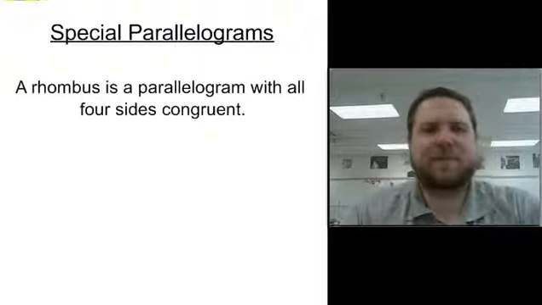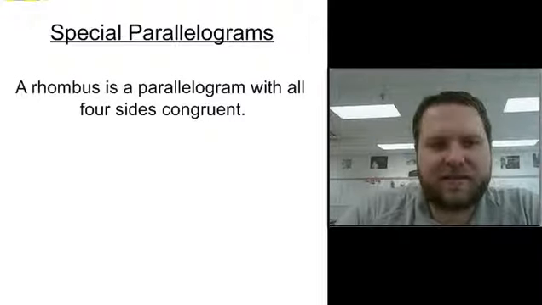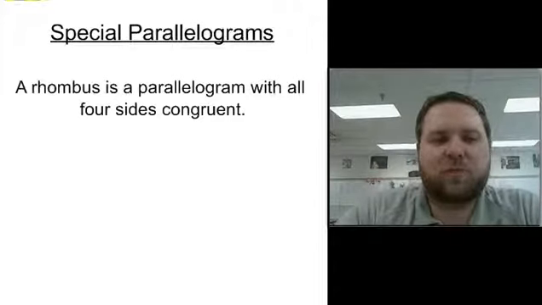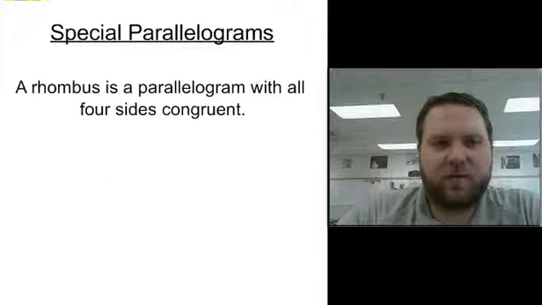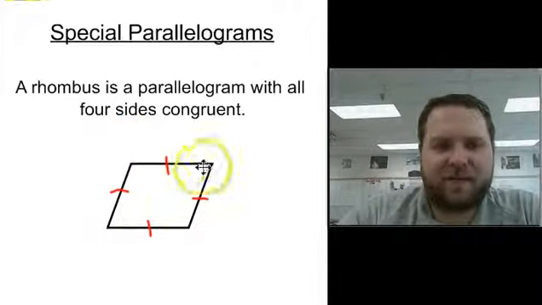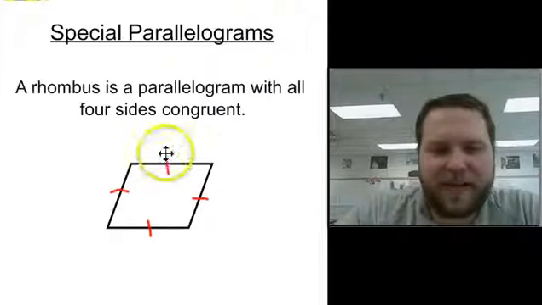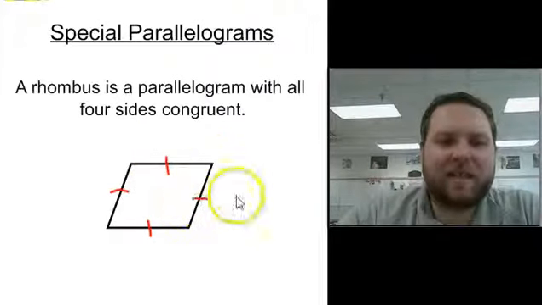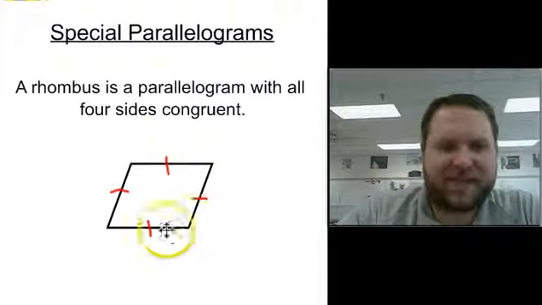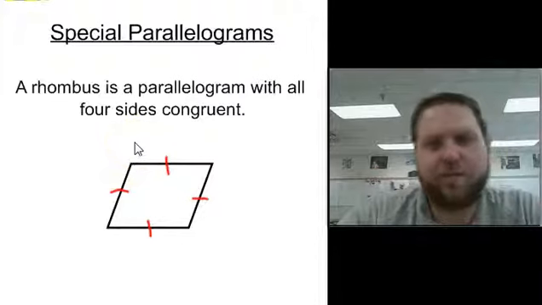Alright, next up is a figure called a rhombus. A rhombus is a parallelogram, so just like a rectangle, it's a type of parallelogram. But in a rhombus, all four sides are congruent. So that's going to look something like this. You'll have your four-sided figure, it's a parallelogram, so all the parallelogram stuff applies. And we can see that all four sides are going to be congruent. So that's the same length as that, as that, as that, and so on.